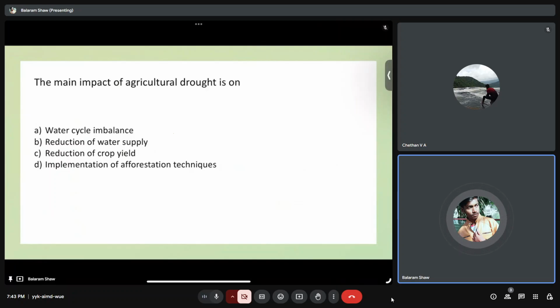Okay. So the next question is, the main impact of agricultural drought is on. You remember the agricultural drought is mostly about soil moisture, how it affects agriculture and crop yield. So the main impact is on the reduction of crop yield. We have done this in the last lessons, I think. Okay. So the correct answer is C.